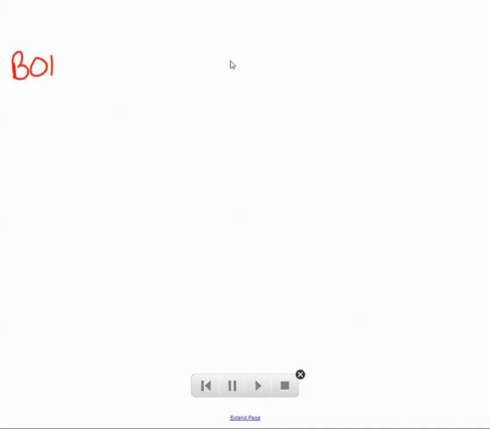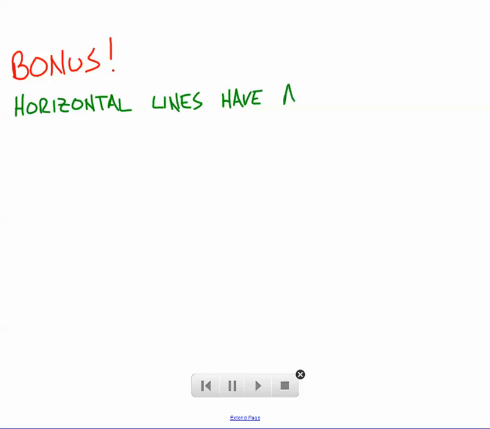Little bonus action for you here today, guys. Flip your note sheet over, write this on the back. Hopefully you're still watching. Horizontal lines have a slope of 0. Okay, so a horizontal line, I'm talking about a line that looks like this one right here. It's flat, left and right. It has a slope of 0.